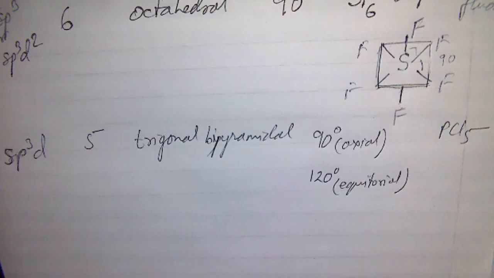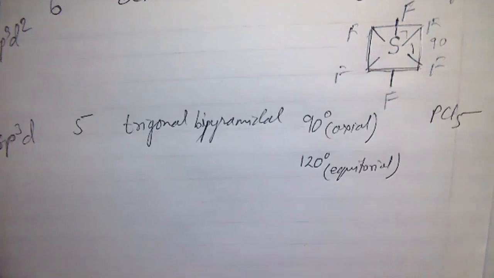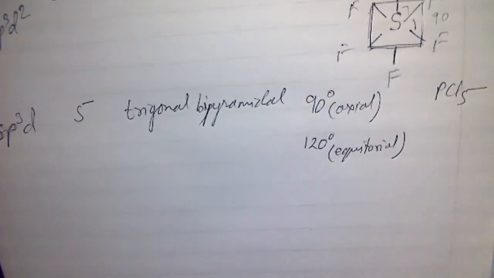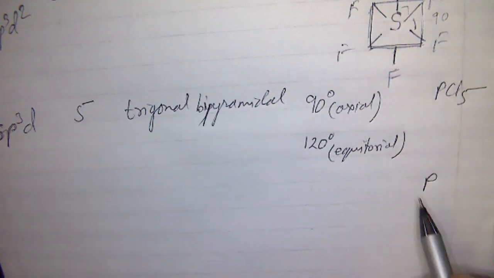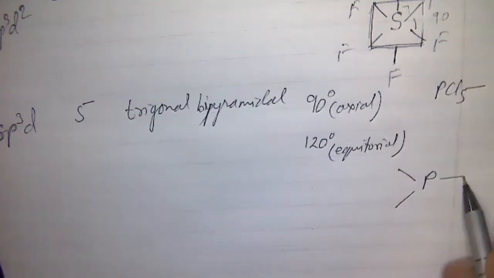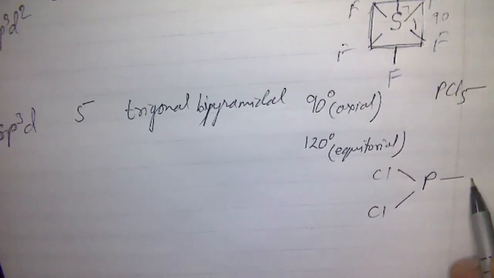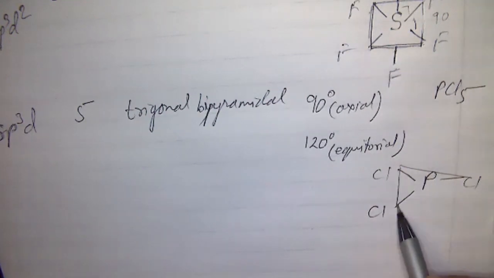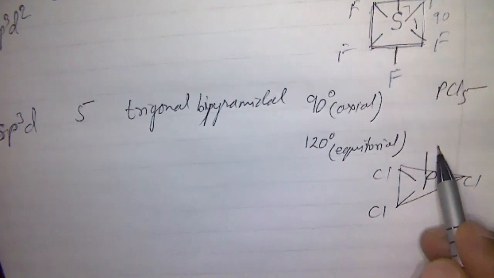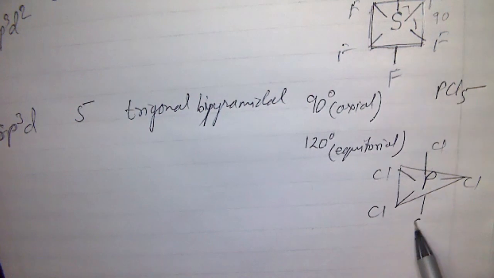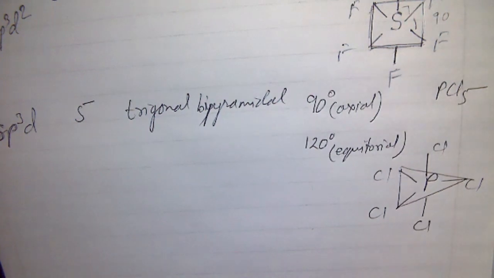These all are sp3d hybridization. So this will have a structure. What will be the structure? Now look here. P will be in the middle. You'll have 3 chlorines forming an equilateral triangle. So this is one plane. As I told you, this will be one plane, and above the plane you have Cl, and below the plane you have Cl. Clear?